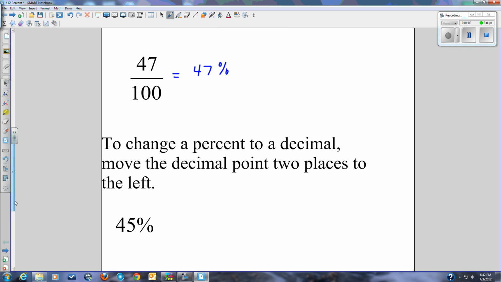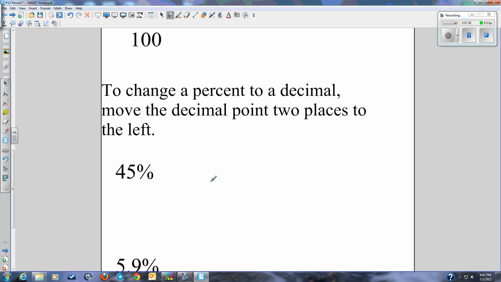Now to change a percent to a decimal, move the decimal point 2 places to the left. So if I have 45%, on the number 45, the decimal falls at the end of the number after the 5. And if we move it 2 places to the left, so now it's in front of the 4, we put a 0 in front of our decimal point, and we end up with 0.45. Now, the thing that's important is you need to drop the percent sign.